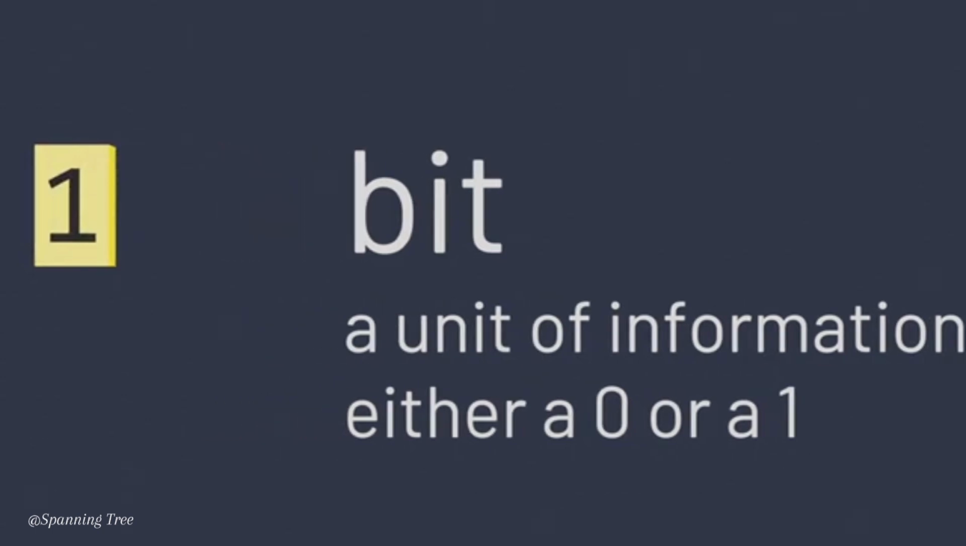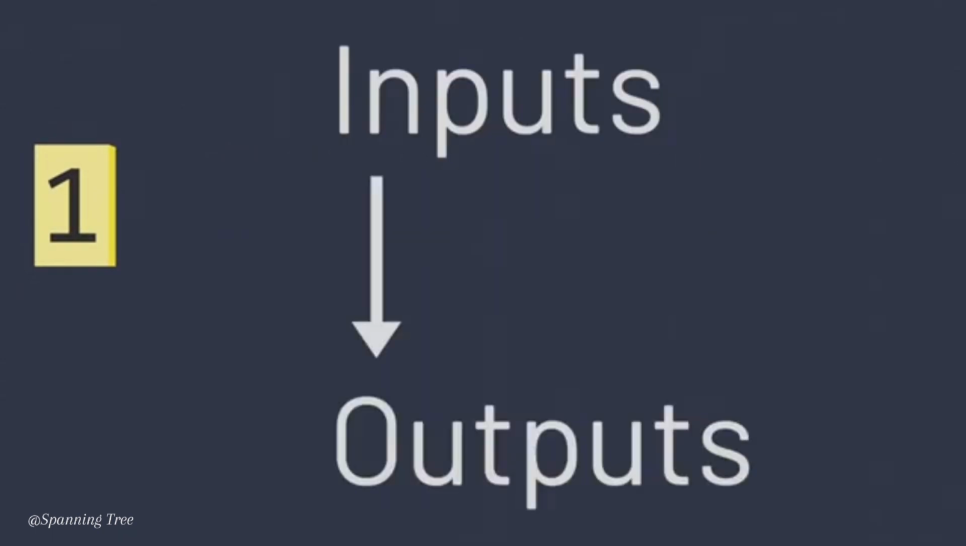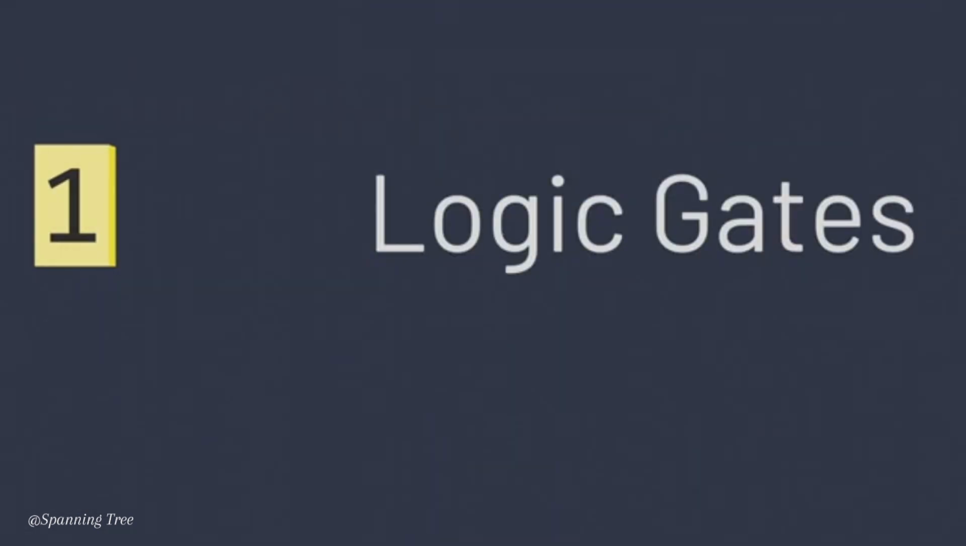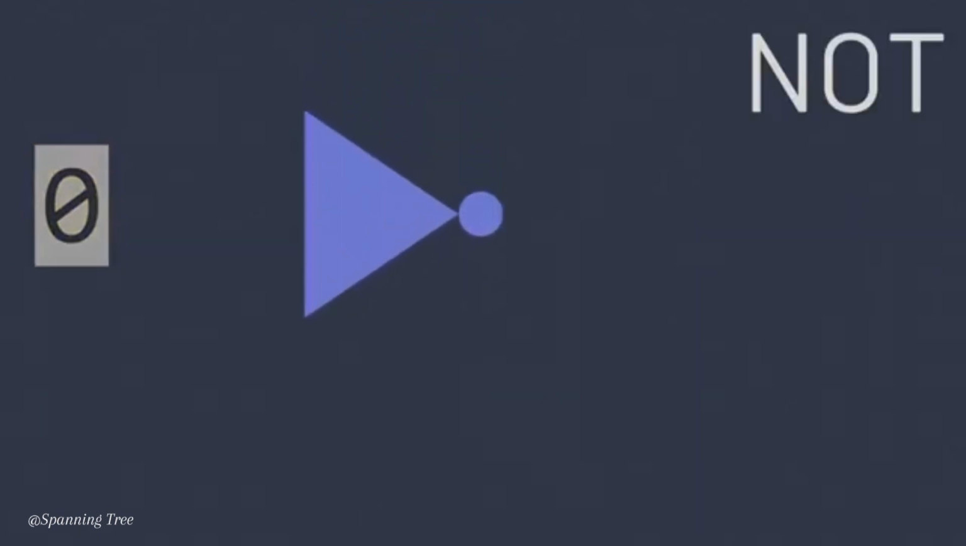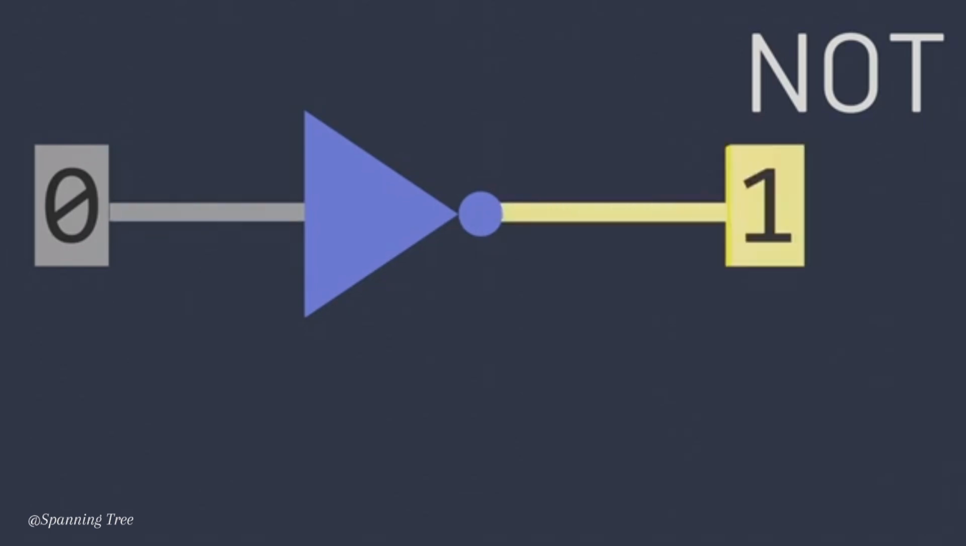But computers don't just store information, they process it, transforming inputs into outputs. That's where logic gates come in. Logic gates are the building blocks of computer circuits. They accept input and produce output according to a set of logical rules. One of the simplest logic gates is the NOT gate, represented graphically here. The NOT gate takes a single input, either a 0 or a 1, and inverts it, so that the output is the opposite of whatever the input is.